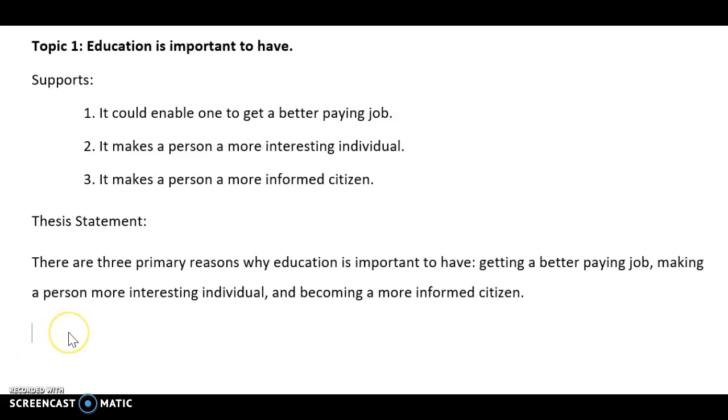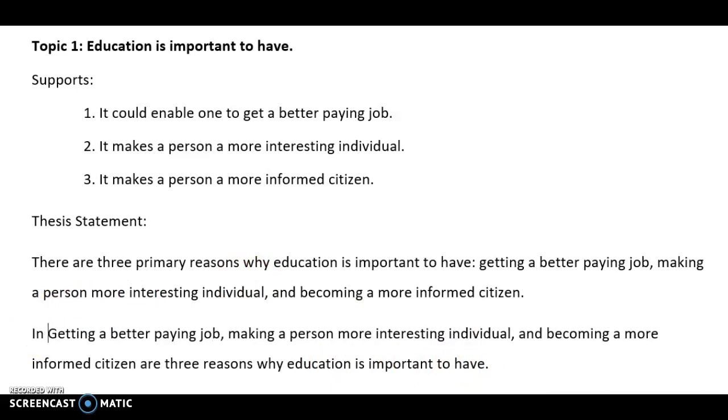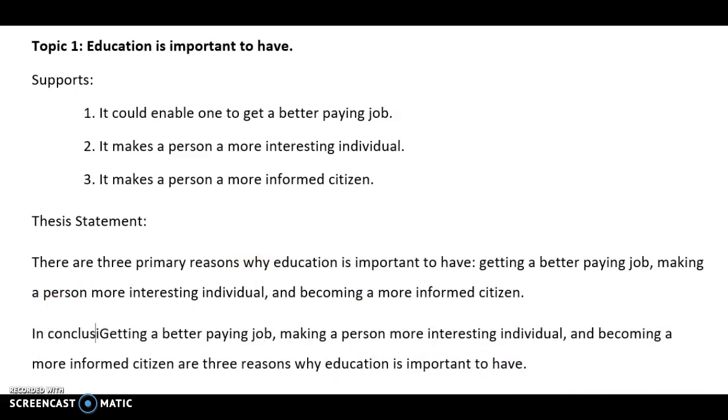I particularly like the third strategy, where you list the three reasons first. So let me show you an example. So again, I'm listing: getting a better paying job, making a person a more interesting individual, and becoming a more informed citizen are the three reasons why education is important to have. Pretty much the same, except in a different format. I probably also need to add my in conclusion transition as well.